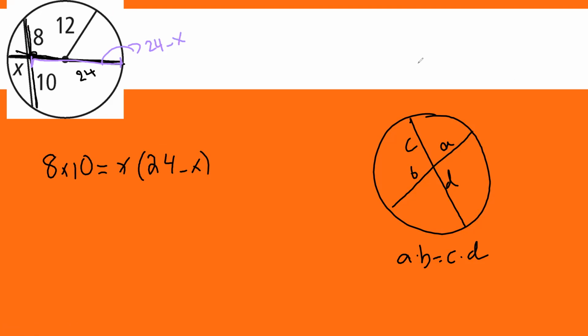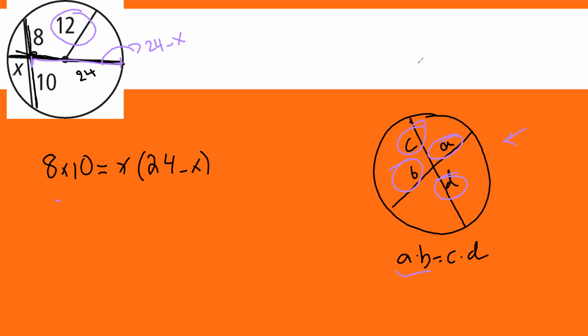Yes, Habiba. Teacher, from where did you bring the 24? From here, they told you that the radius is 12. So if the radius is 12, the diameter will be twice the radius, which is 24. So, teacher, why do you have to multiply it with x? From this theorem here, they are intercepted inside a circle, so A times B will be C times D.